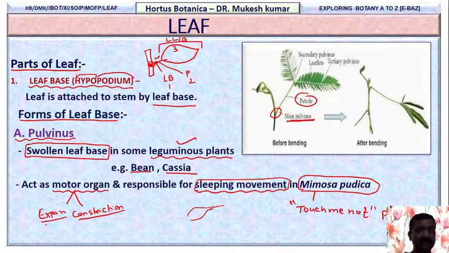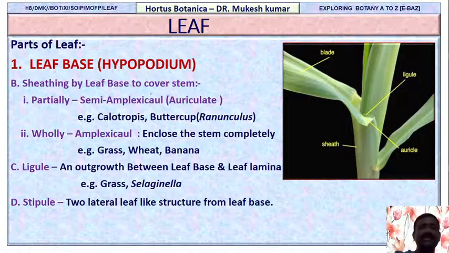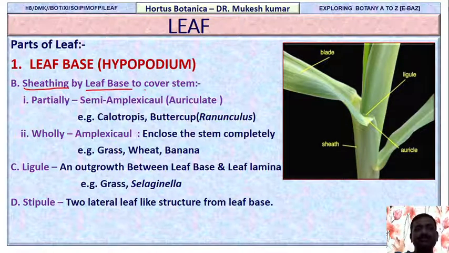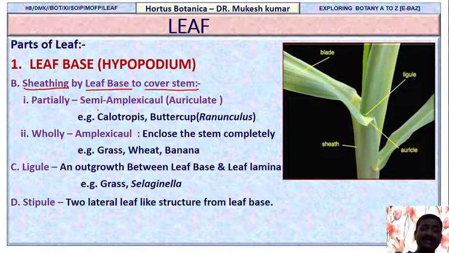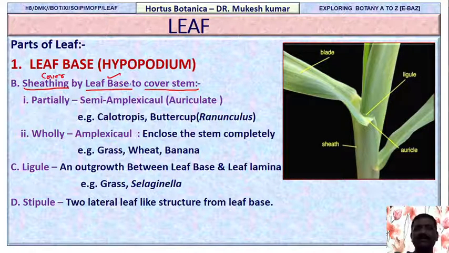Yeah. So let's say this leaf base, hypopodium, the second important part, that is the sheathing by the leaf base to cover the stem. This is very important. In NCERT they have written, but not in a very systematic way. What they have written in NCERT, simply, is that the leaf base will be partially or completely enclosed. That's all. So let's see in detail. Sheathing means covering. There are two types of covering. First, partial covering, which means the leaf base will be partially covered.